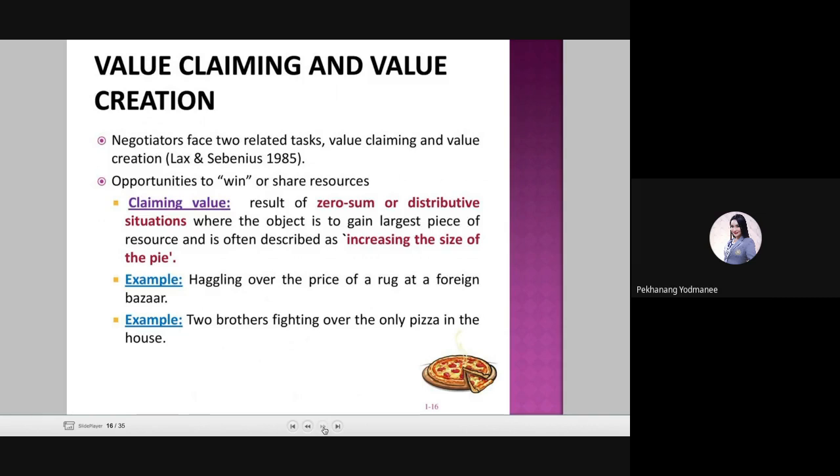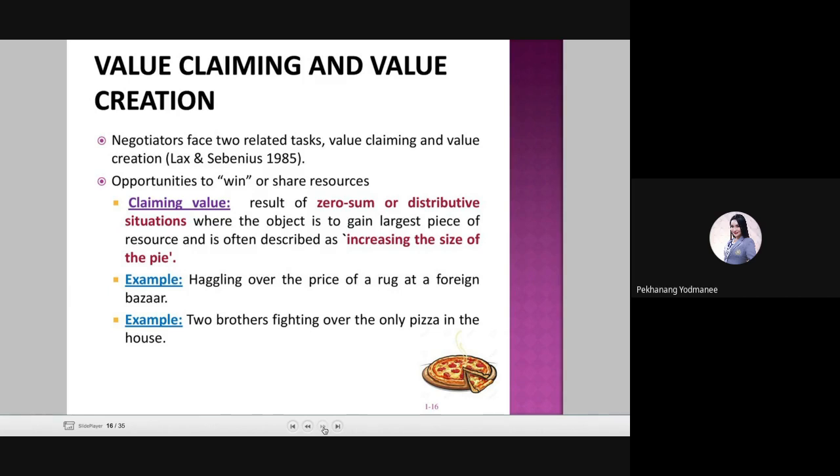Next, value claiming and value creating. Okay. About this, negotiators face phase two related tasks, value claiming and value creating, opportunities to win or share resources. Claiming value is the result of zero sum or distributive situations where the object is to gain the largest piece of the resource, and is often described as increasing the size of the pie.